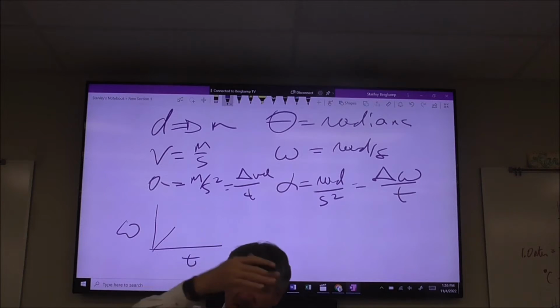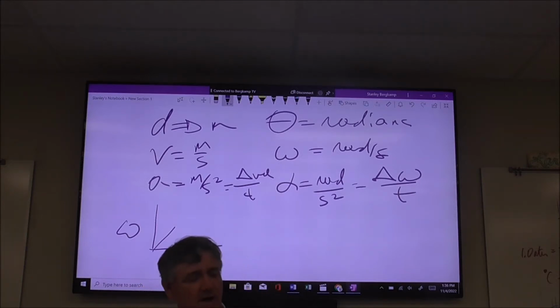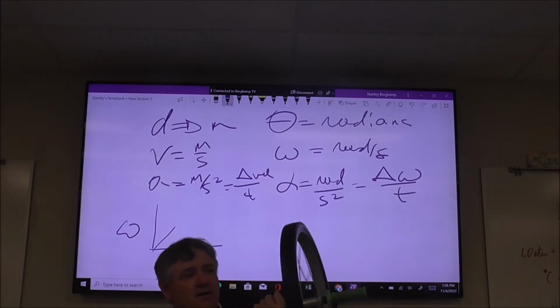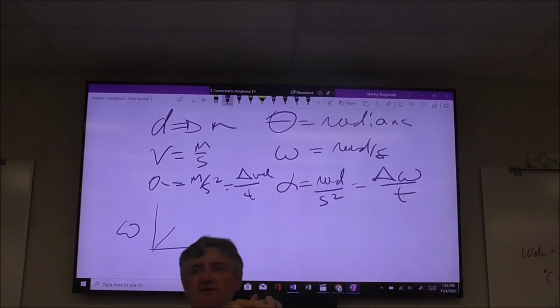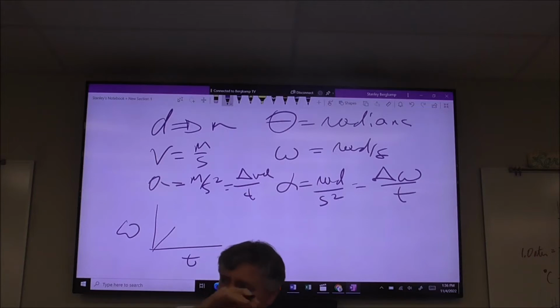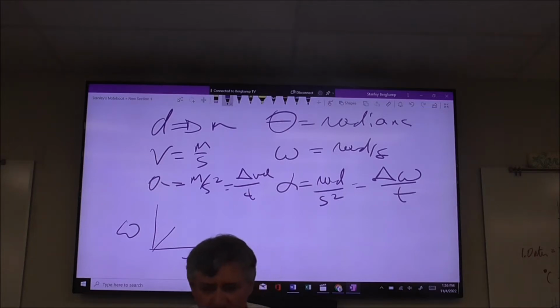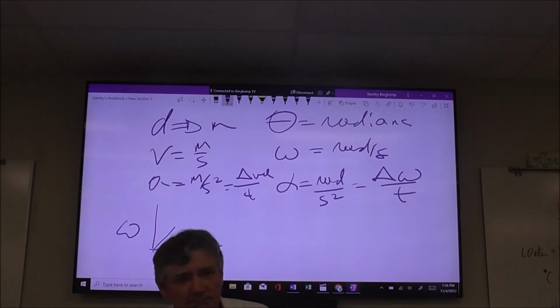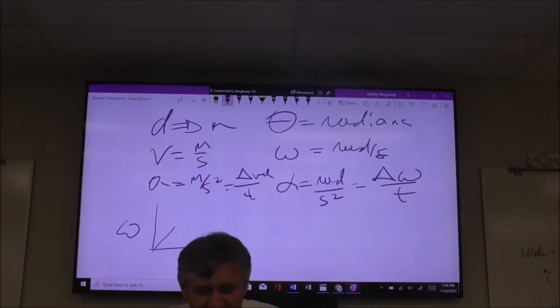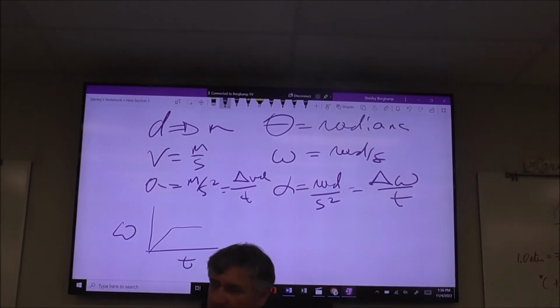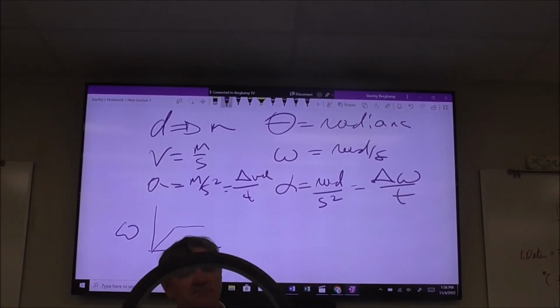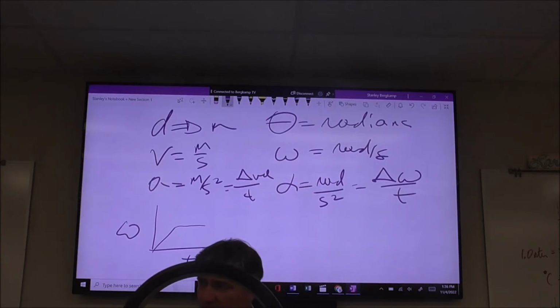I have to change the angular velocity. So I'm going to make it speed up for a while, and then it's going to spin at a constant rate. So what's that graph going to do while it's spinning at a constant rate? It's going to do nothing. It's going to remain constant. It's going to be a horizontal line, right? And it will maintain a horizontal line until an outside force acts upon it, and then it's going to slow down.